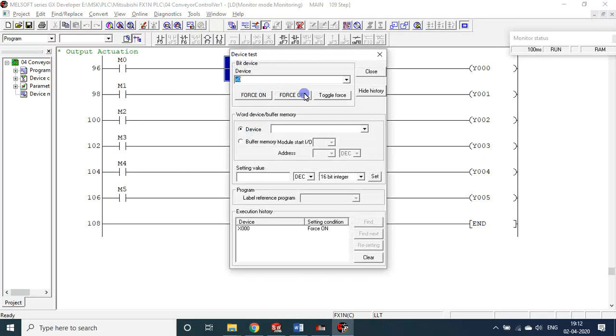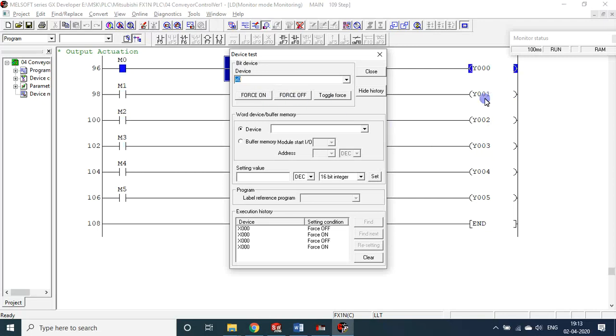Force on and force off. Now 1 second, 2nd second, 3rd second, 4th second, 5th second, 6th second, it remains on for 5 seconds. Then they go off one after another, after 1 second each. You got it? Let me simulate once again.